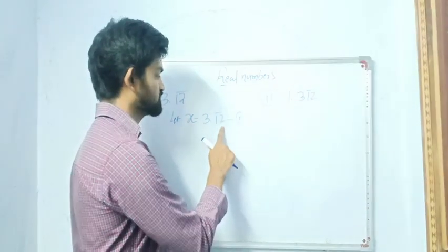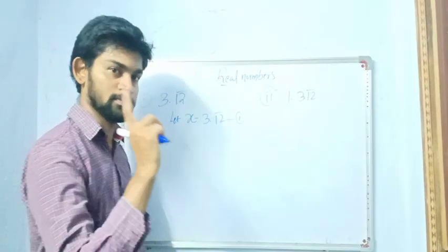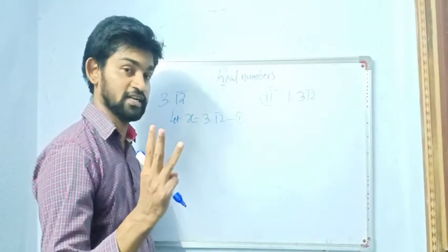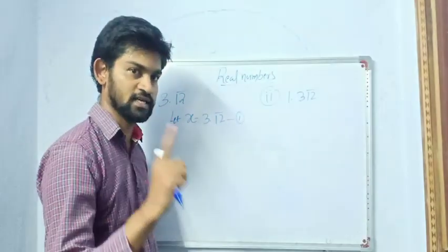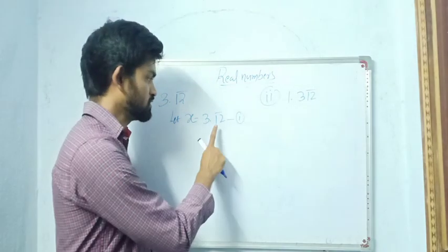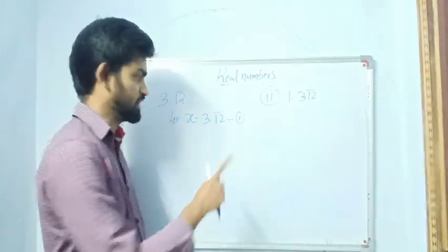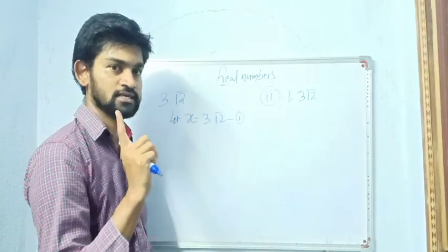So how many decimal places are repeating? 2. Then multiply with 100. If 3 were there, multiply with 1000. If 1 is there, multiply with 10. Got my point? 2 digits repeat, so multiply this equation on both sides with 100.